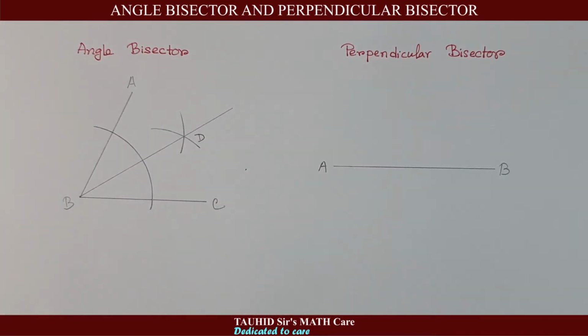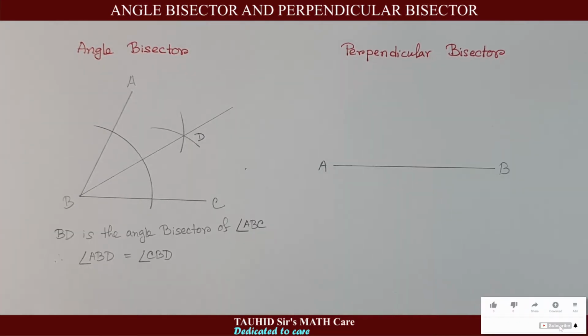The line BD is the angle bisector of angle ABC. Therefore, angle ABD equals angle CBD.